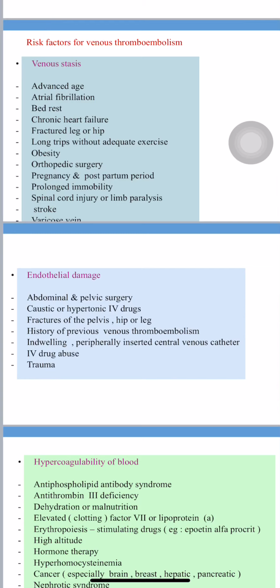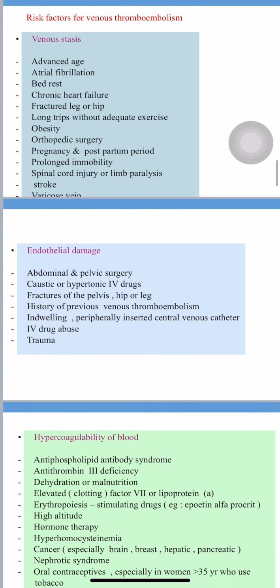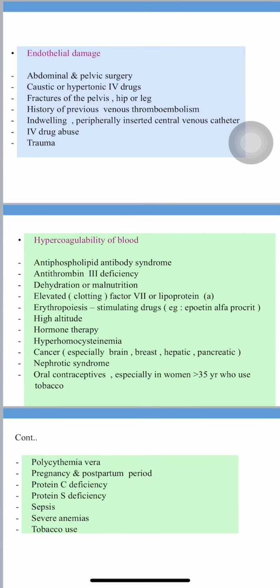Next is endothelial damage. This is damage to the endothelium of the vein, caused by direct or indirect injury to the vessels. It is mainly caused by abdominal and pelvic surgery, caustic or hypertonic IV drugs, fractures of the pelvis, hip or leg, history of previous venous thromboembolism, indwelling or peripherally inserted central venous catheter, IV drug abuse, and trauma.